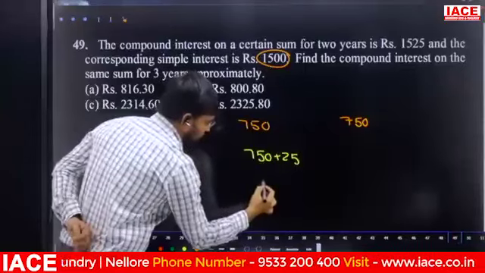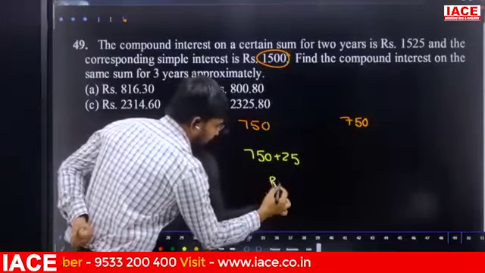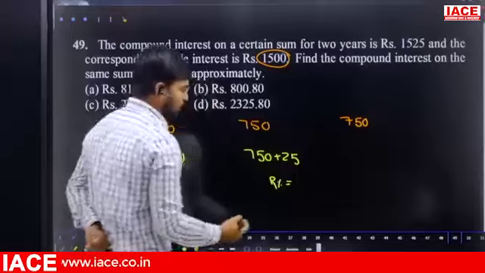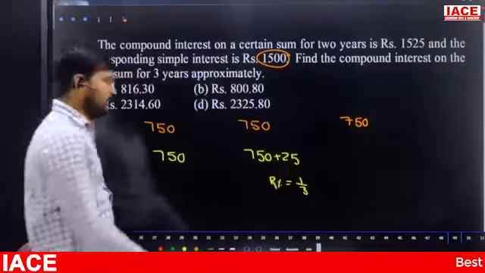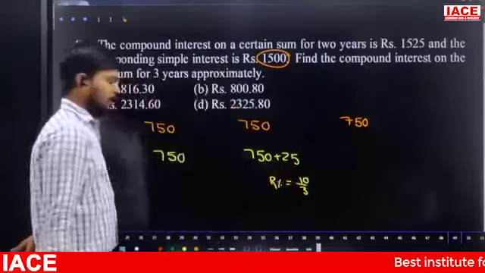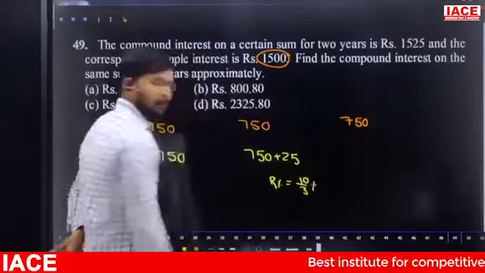So 25 on 750, and the rate of interest is what? 25 by 750 is nothing but 1/3. Yes or not? 1/3, not 1/3, 10/3. The rate of interest is 10/3, which is 3.33.